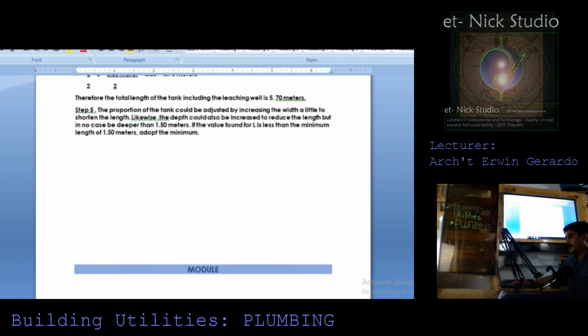For step 5, the proportion of the septic tank could be adjusted by increasing the width a little to shorten the length, or likewise. The depth of the septic tank could also be increased to reduce the length, but in no case be deeper than 1.50 meters. If the value found for L is less than the minimum length of 1.50 meters, adopt the minimum.